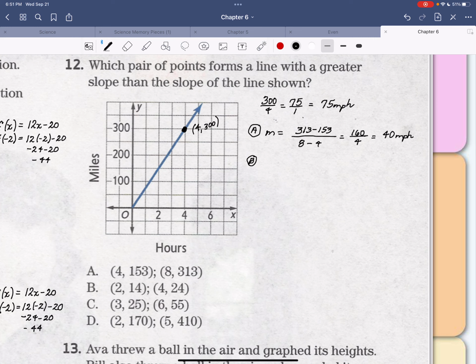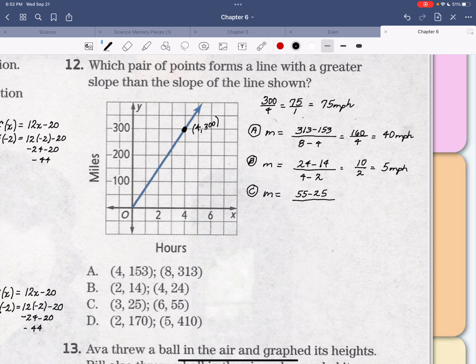Then B, we have y sub 2 minus y sub 1 over x sub 2 minus x sub 1 is going to be 10 over 2, which is 5 miles an hour. And C, and it doesn't say miles an hour, I'm just assuming that since that's what our comparison is, but I probably shouldn't be assuming that.